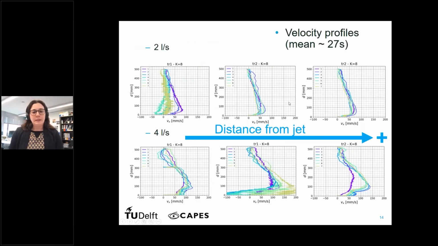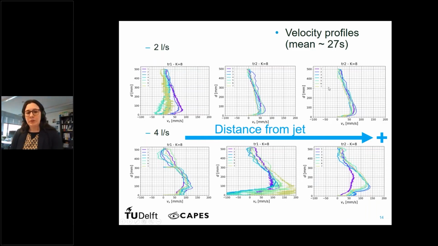On the upper part, you can see velocity profiles in 3 different positions in the longitudinal profile for the 2 liters per second case, and in the bottom part for the 4 liters per second case. The time window that I am analyzing here is around 200 seconds, and the profiles are averaged over 27 seconds, more or less.